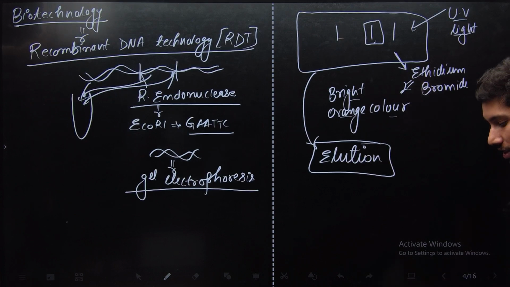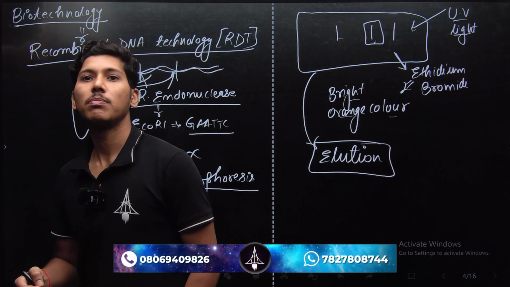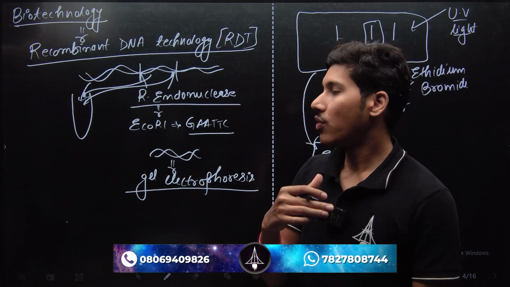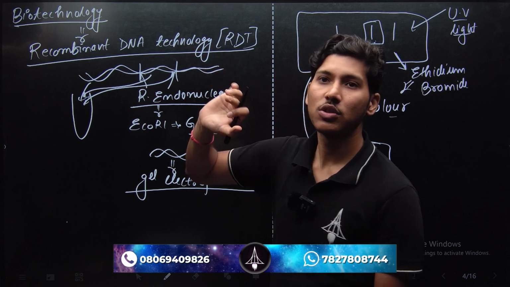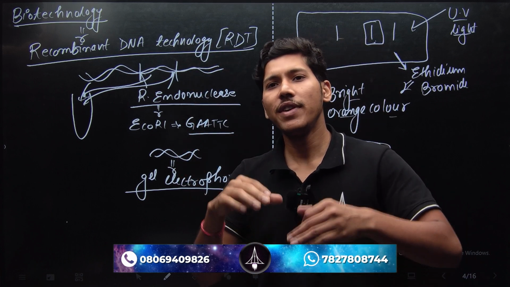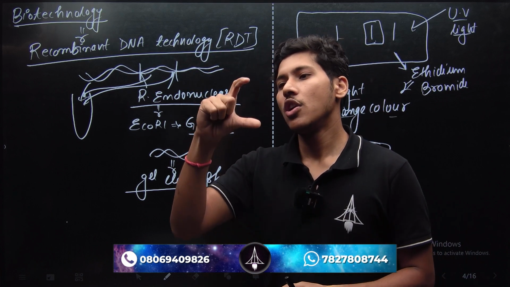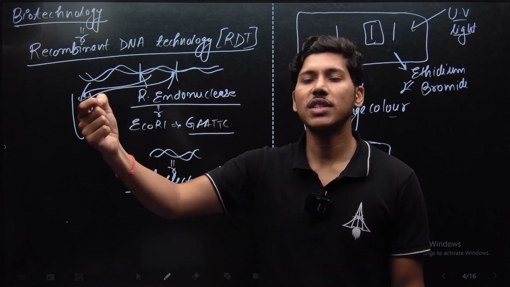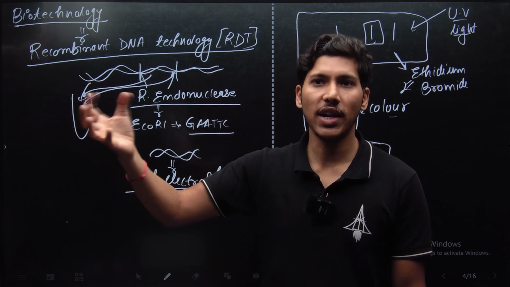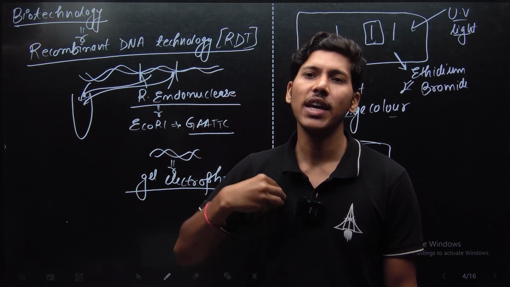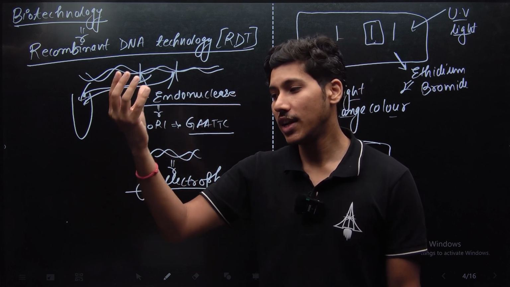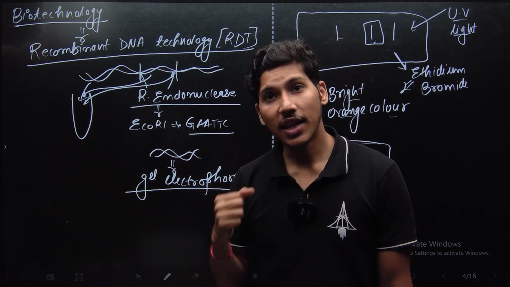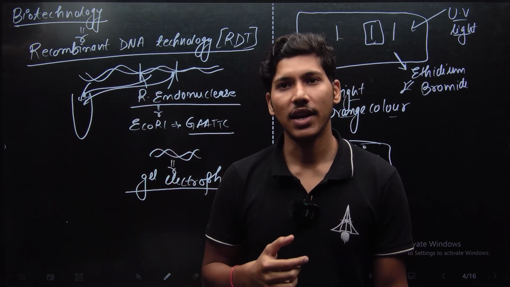Now, next. The next chapter is biotechnology, which deals with recombinant DNA technology. In recombinant DNA technology, we are concerned with producing a protein of our interest outside the body of any individual. Let's say insulin, which is produced in our body. If we are able to produce it in outside media, then it's very beneficial for us. We can sell that insulin in the market, right? Let's see.